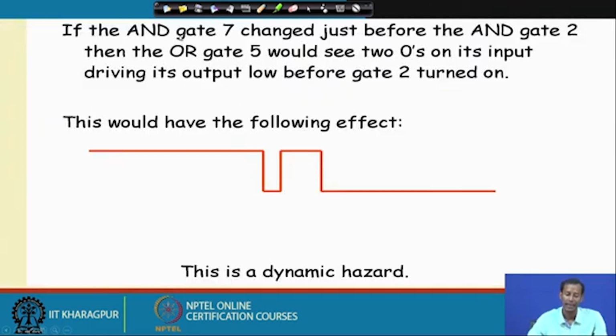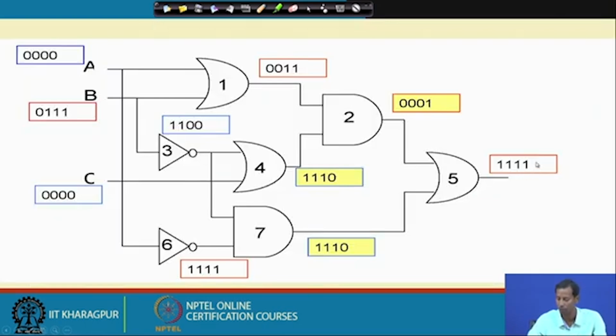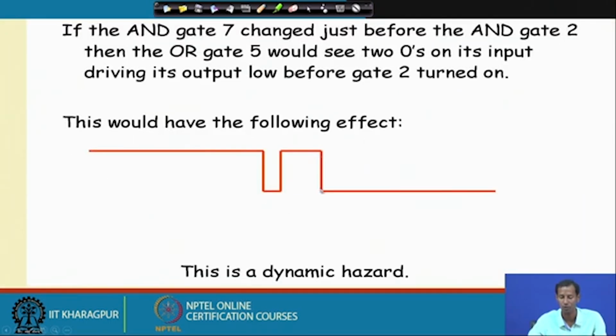But if the AND gate 7 changes just before the AND gate 2, then the OR gate 5 would see two zeros on its input, driving the output low before the gate 2 turned on, and this would have the following effect. That means, if you just try to continue, at that time I will get 0, then again, as there are 2 inverters in these 2 particular cases. So, based on this we will get the following hazards.